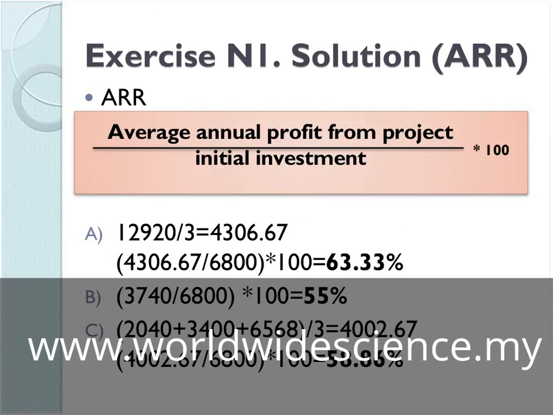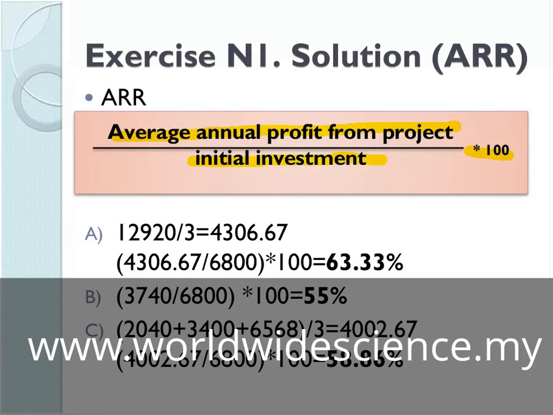How do we calculate the ARR, the average annual profit from the project? You take your average annual profit from the project and divide it by the initial investment. It seems this formula is vice versa to the payback period, yes? But this is in percentage, so you multiply by 100.